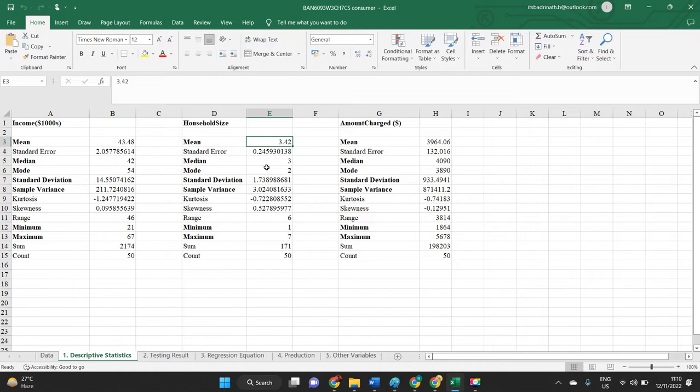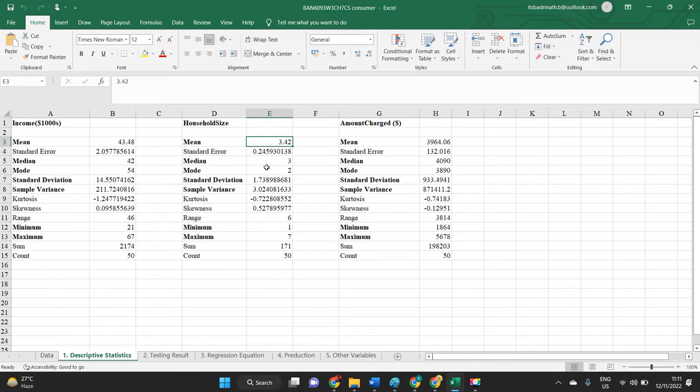Then the descriptive statistics of amount charged: the minimum value of amount charged is 1864 when we consider the complete data. The maximum value is 5456.78. The mean amount charged for the total data is 3964. Then we have the median and mode as explained earlier. The median is the central tendency, that is 4.90, and the most repetitive amount charged is 3890.